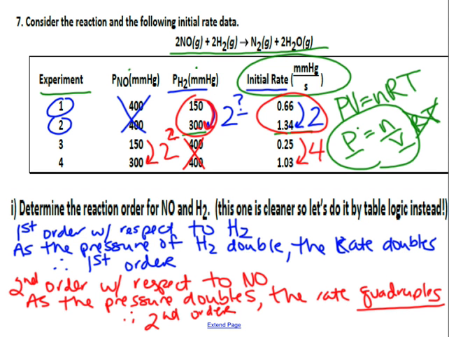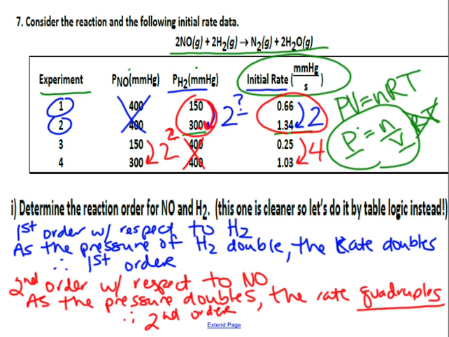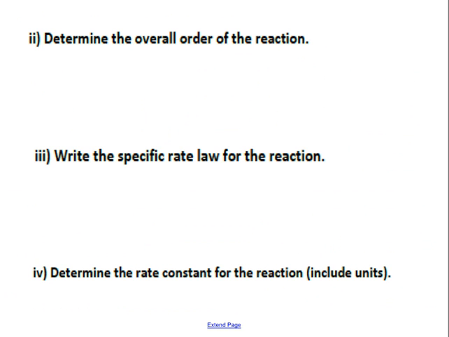Okay, so those are the manner in which you are most likely going to have to solve using one of these two. They're not going to be much more difficult than that. Let's finish this problem up a little bit. Determine the overall order of what we just did. Well, the overall order of what we just did was 2 plus 1, right? So this is third order overall.